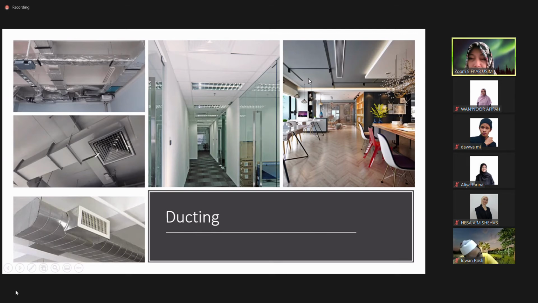So this is the final product. It looks nice and beautiful, the ceiling. But above the ceiling area is a ducting, you see? This is the image of the ducting. Okay, can you understand until here? Yes, madam.